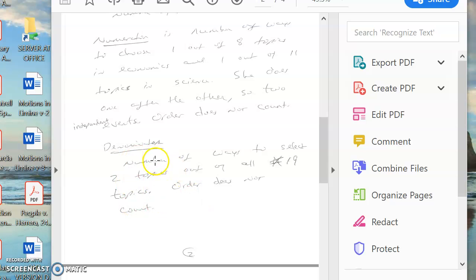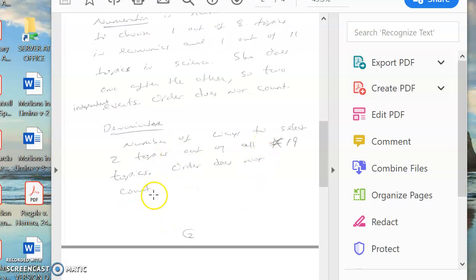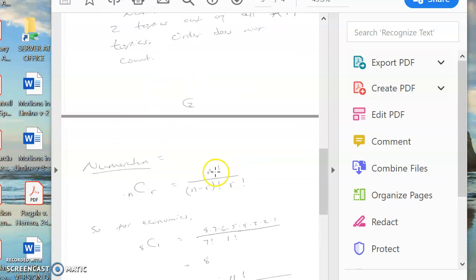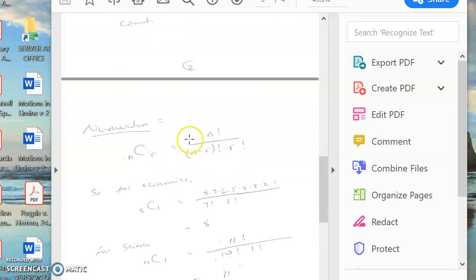Okay, so the denominator is the number of ways to select 2 topics out of all of the 19 topics. How many ways can you do that? Order does not count. Okay, so the numerator. This is n choose r combinations. So this is just the standard formula that we know and love.